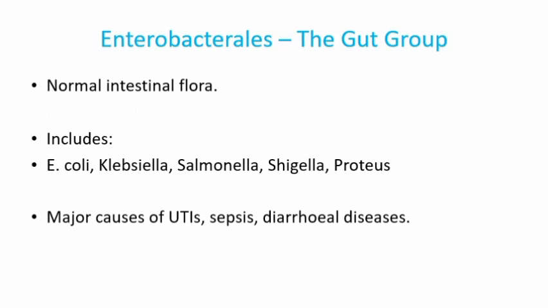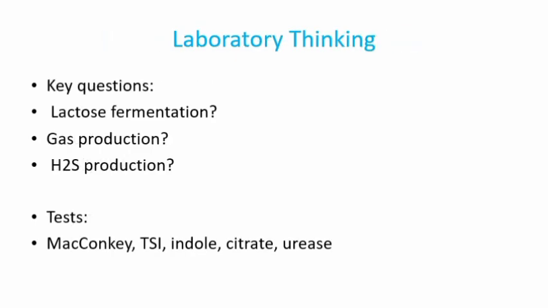Enterobacteriaceae, the gut group. So first, we have the Enterobacteriaceae, organisms that normally live in the gut. Examples include Escherichia coli, Klebsiella, Salmonella, Shigella, Proteus. In the lab, we usually ask, can it ferment lactose? Does it produce gas? Does it produce hydrogen sulfide? That's why we use tests like MacConkey agar, TSI, indole, citrate, urease. Each one answering one small question. Clinically, these organisms are major causes of UTIs, sepsis, and diarrheal diseases.